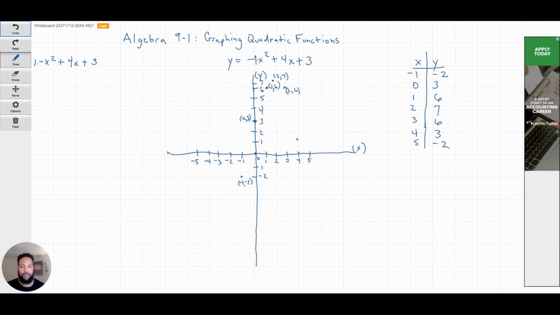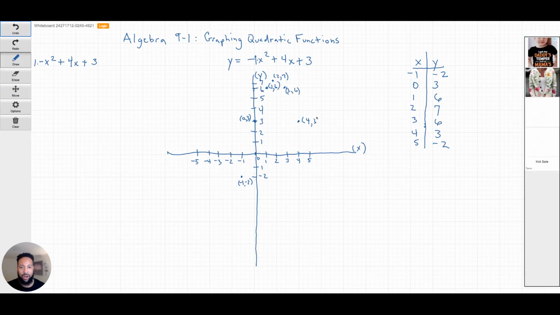Next we have 4 and 3. So that's 4 and 3. And then lastly we have 5 and negative 2. 5, negative 2. So we went across 5 for x, down 2 for y. So now let's go ahead and graph this.